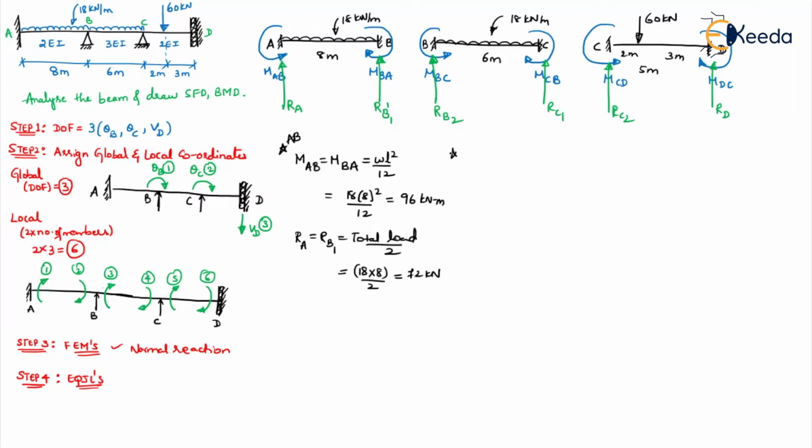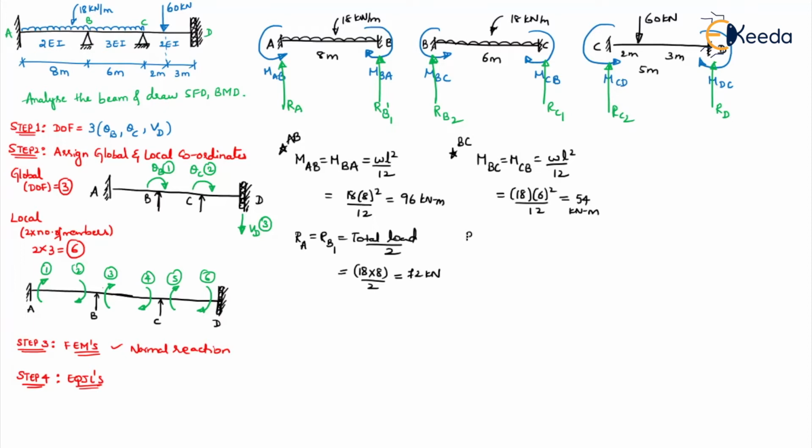Now coming to the second span BC. Here also it is a UDL. So MBC will be equal to MCB, which will again be equal to WL square by 12. In this case W is again 18, L is 6, square by 12. So the value will come up to 54 kilonewton meter.